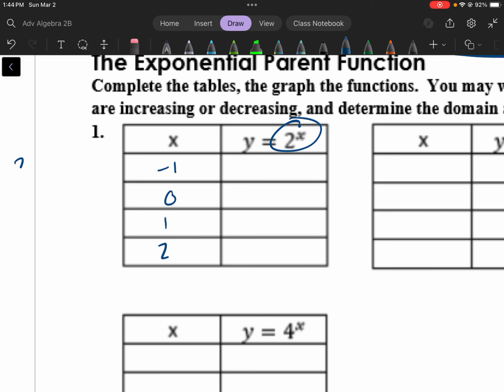So if I do 2 to the negative 1, we talked about last unit that when you raise it to a negative, you put it in the denominator. And so this would be 1/2. When you raise anything to the 0 power, you get 1. 2 to the first is 2. 2 squared would be 4.